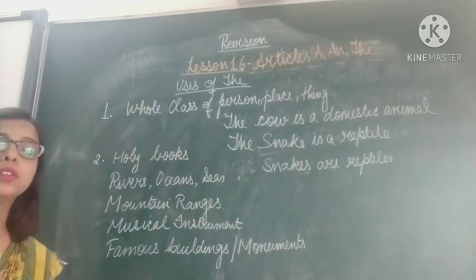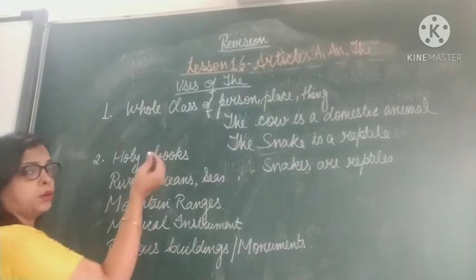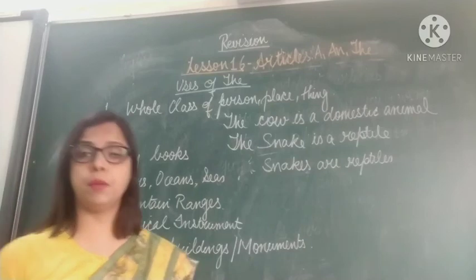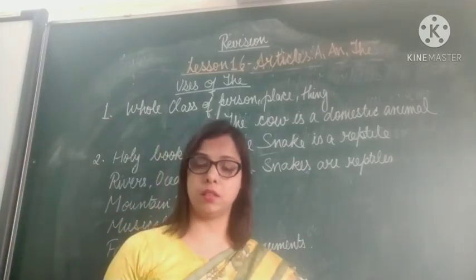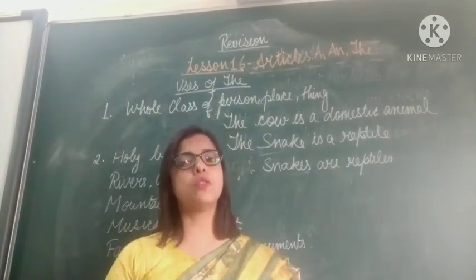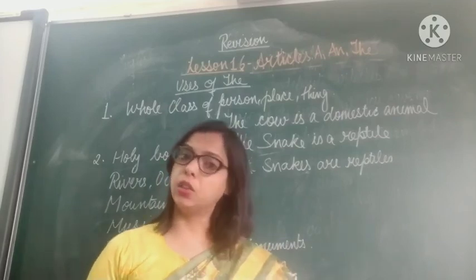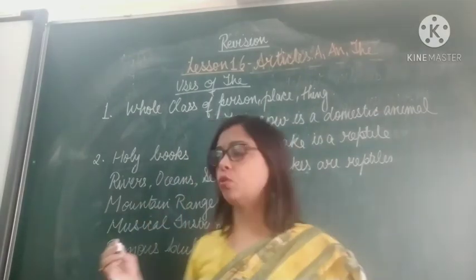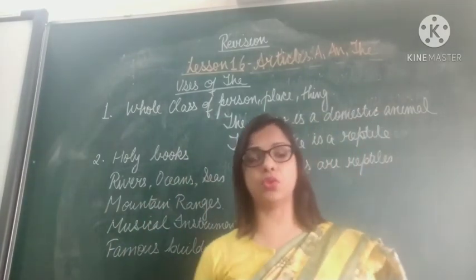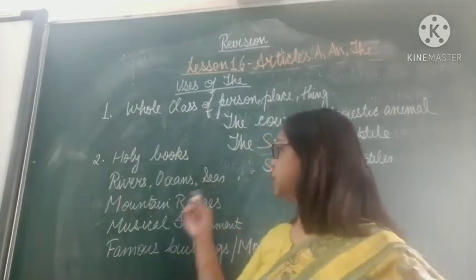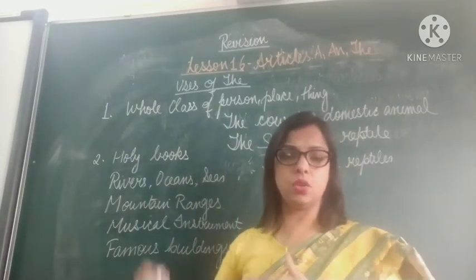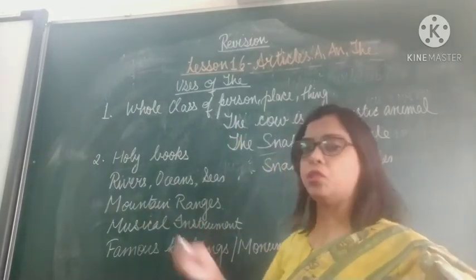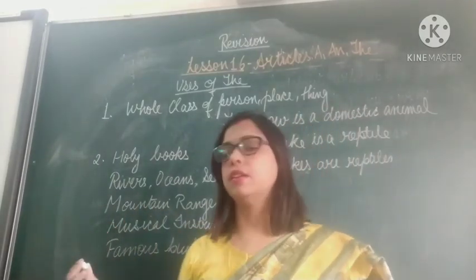Next we can use "the" in front of nouns that are holy books, like the Bible, the Ramayana, the Quran, the Bhagavad Gita. So in front of holy books we use the article "the." Next is rivers, like the Ganga, the Yamuna. Oceans: the Indian Ocean, the Atlantic Ocean. Then seas: the Mediterranean Sea. So in front of these water bodies also we use "the." Then mountain ranges: the Himalayas.